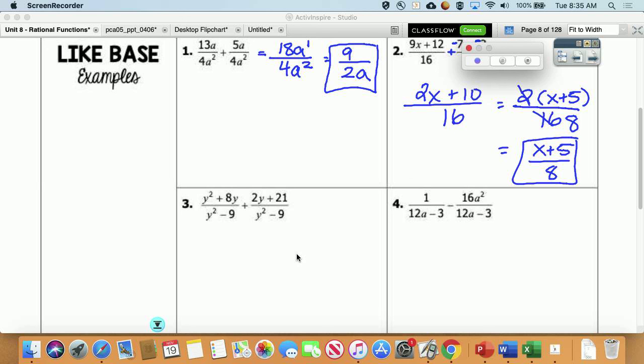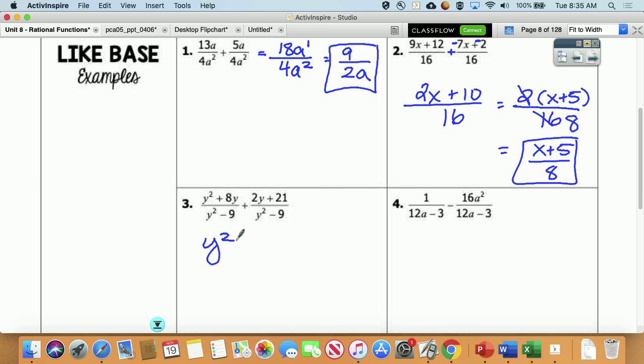So, 3. We have a common denominator. I'm actually not going to factor this yet because the denominator is already the same. But I am going to add. So, y squared, there's not another y squared. 8y plus 2y is 10y. And then you have your 21. Keep the common denominator.